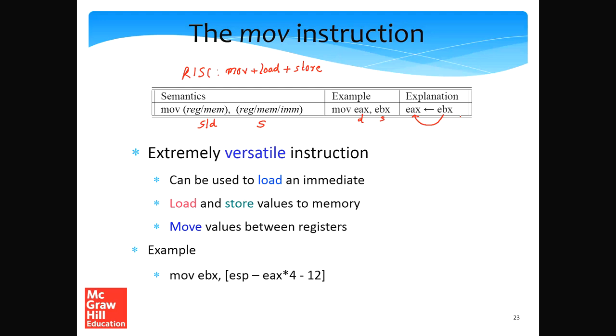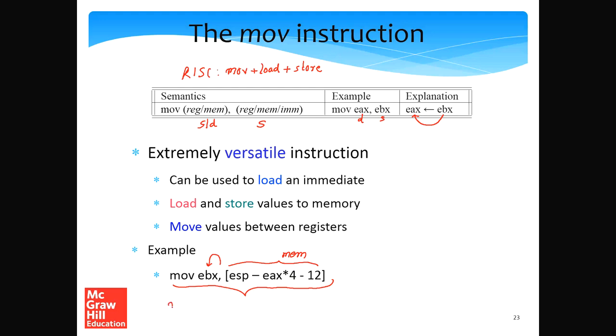Instead of this, I could have always written something of this type. In this case, this is actually a memory address, right? So what we are doing is that we are reading from memory. The first thing we do is compute the value of this expression by accessing the registers ESP and EAX. Then we access memory, read 4 bytes, and save those 4 bytes in the register EBX. So this is a load.